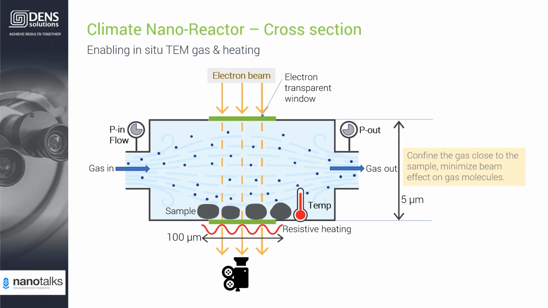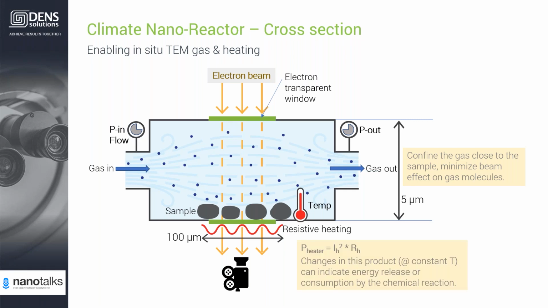Then there's a gas in measurement of the pressure and the flow, a gas out measurement of the pressure, and since we measure both the heating current and the resistance of the heater, we can also calculate the power which is needed to bring the sample to a constant temperature. And with this power measurement and the variations in the power measurement, we can also see what energy is required to keep the chemical reaction going.